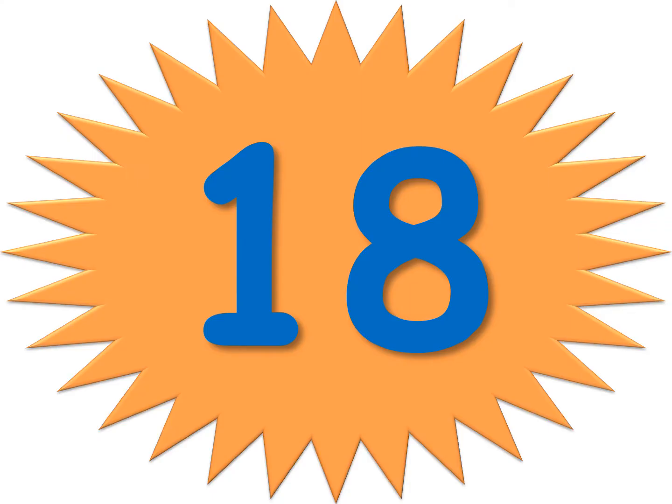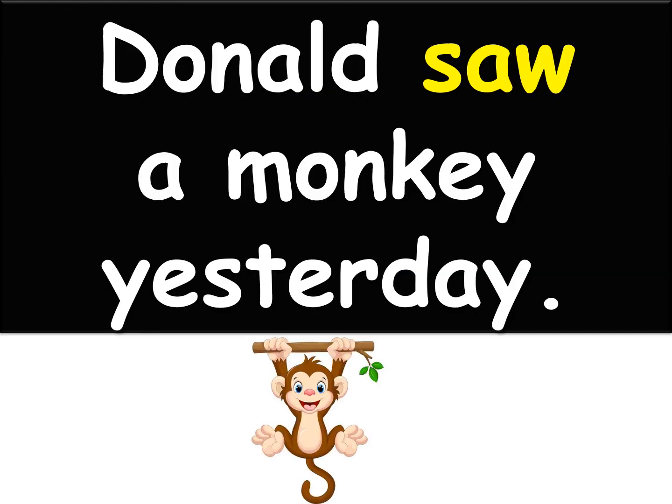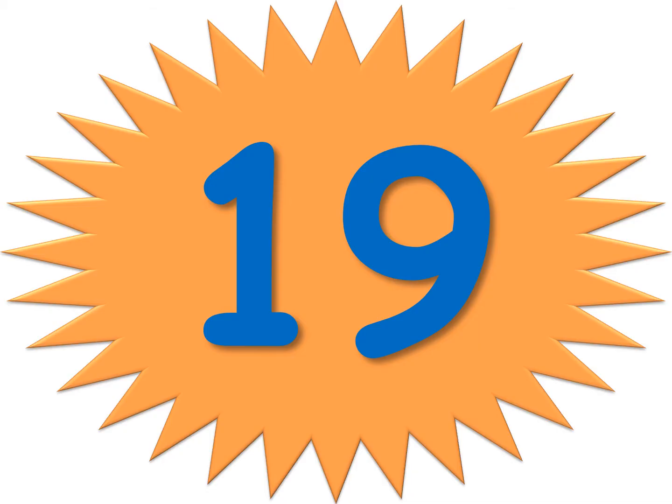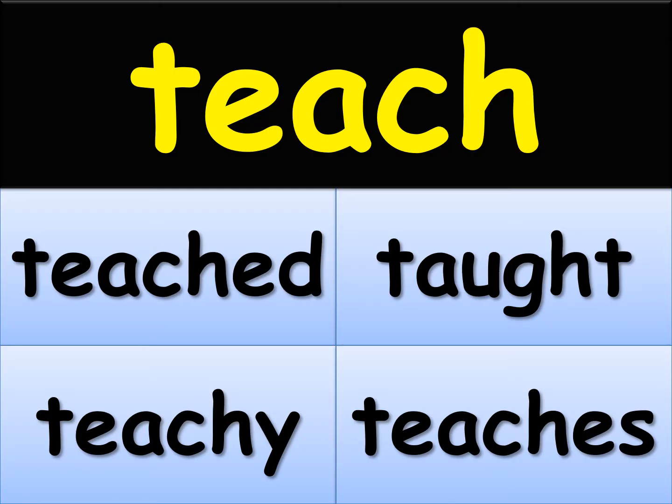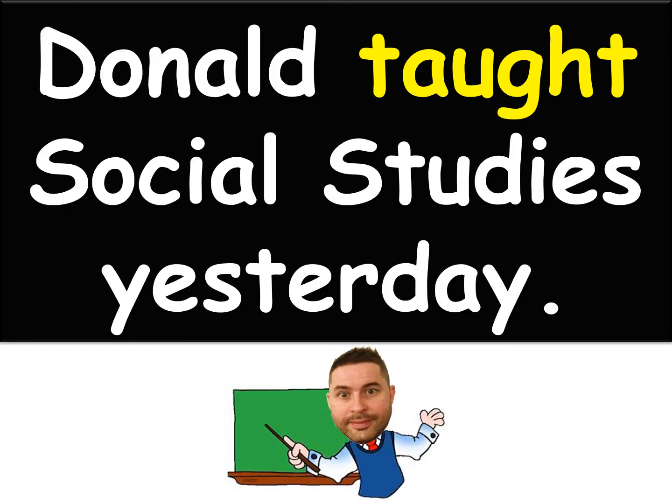Number 18. See turns into saw. Donald saw a monkey yesterday. It was cute. Number 19. Teach is the verb. Teach turns into taught when we're talking about the past tense. So teach turns into taught. Donald taught social studies yesterday.